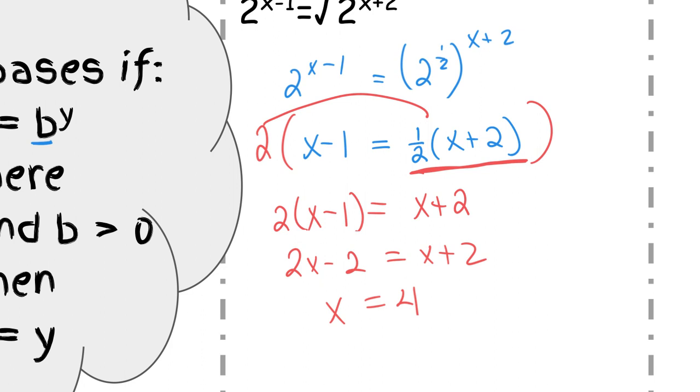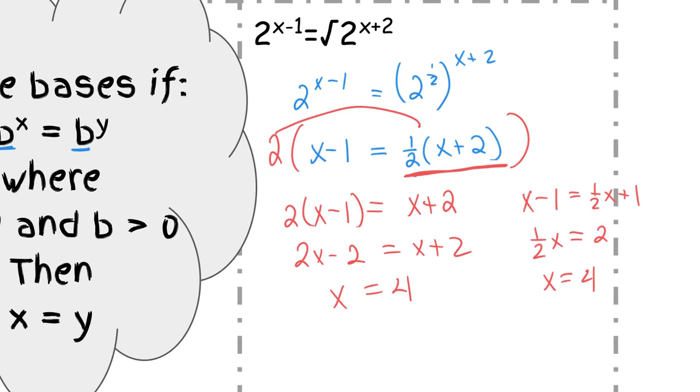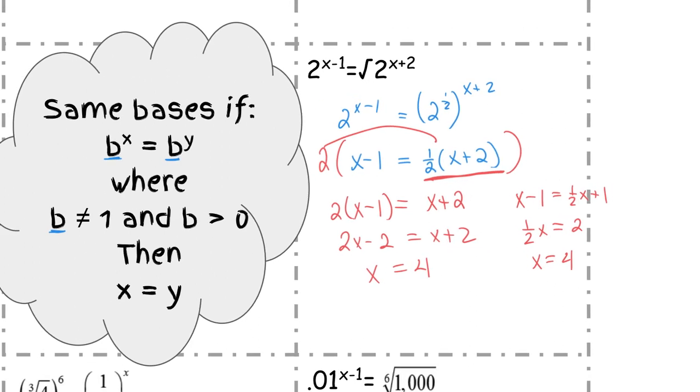Had you distributed instead, you would have had x minus 1 equals 1/2 x plus 1. If I take x minus a half, I just get half x. And then 1 plus 1 is 2. So then we multiply by 2 and we get 4. That one wouldn't have been too bad because it's a half. It's when you get into all those other weird ones that it gets a little more complicated and you want the denominator to go away.